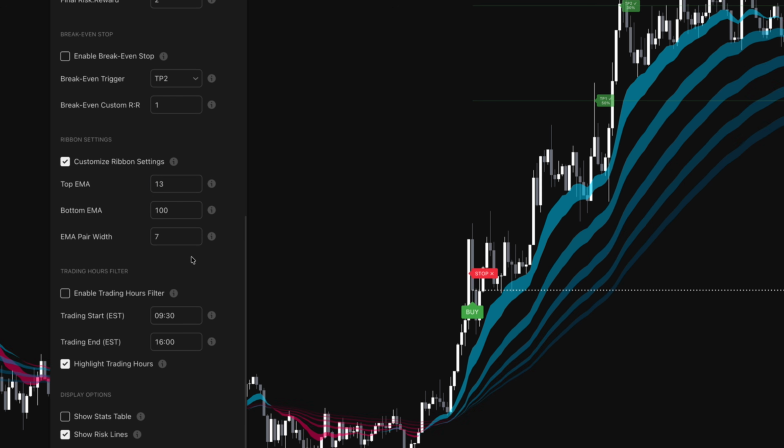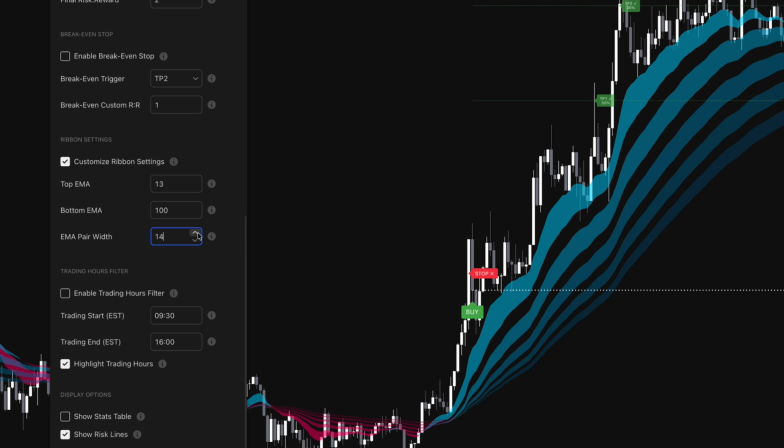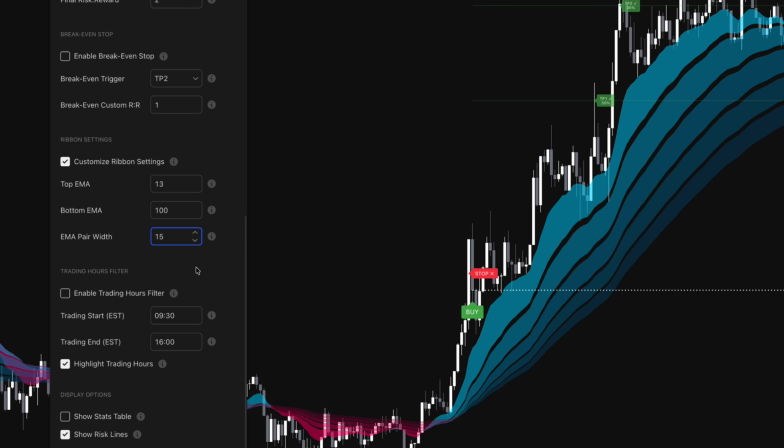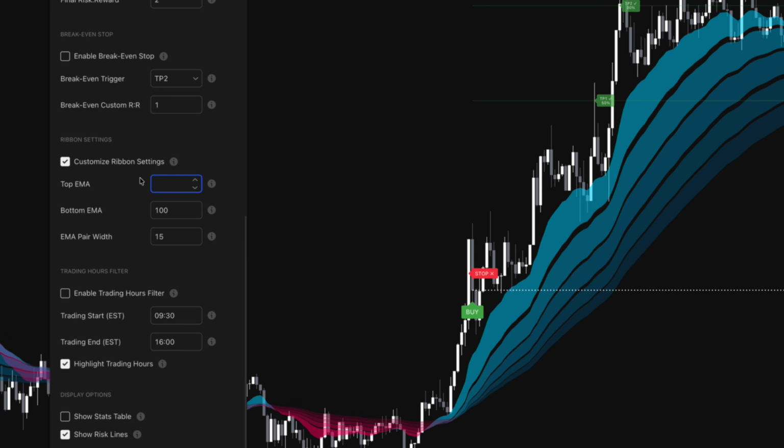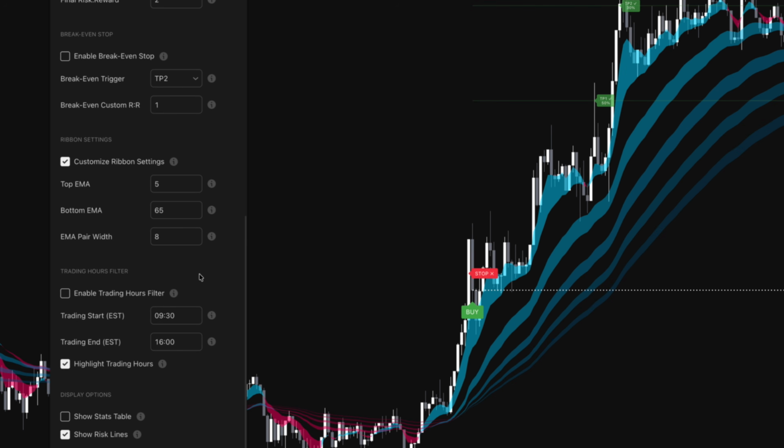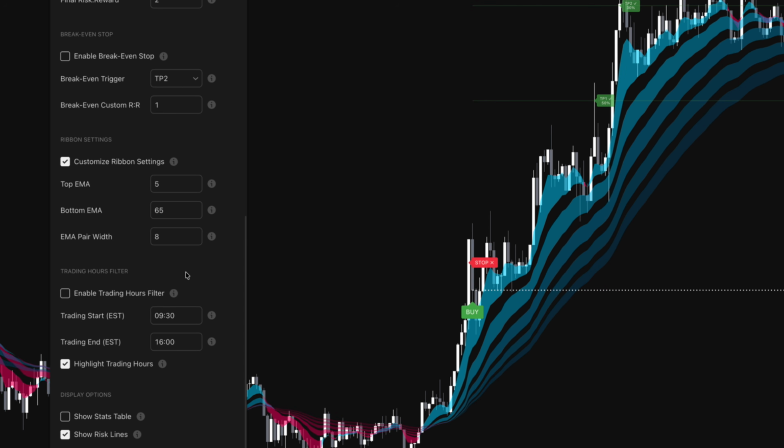Pair width determines spacing between each short and long EMA pair. Defaults are 21 for top, 60 for bottom, 7 for pair width. These work well across most markets and timeframes, but if you're trading very fast instruments or very slow ones, tweaking the ribbon can improve responsiveness or reduce noise.